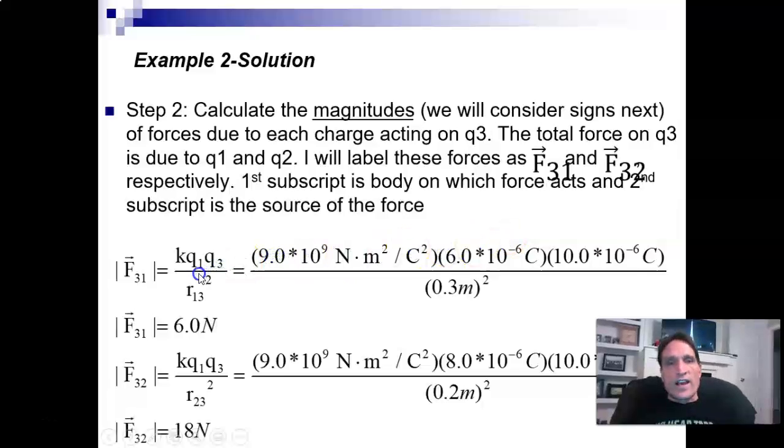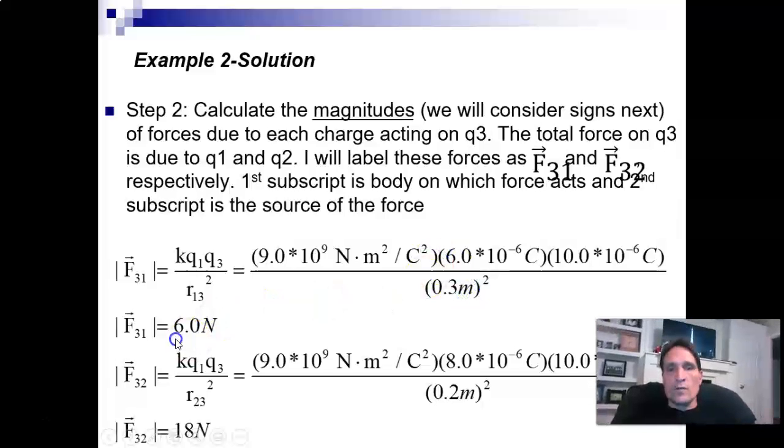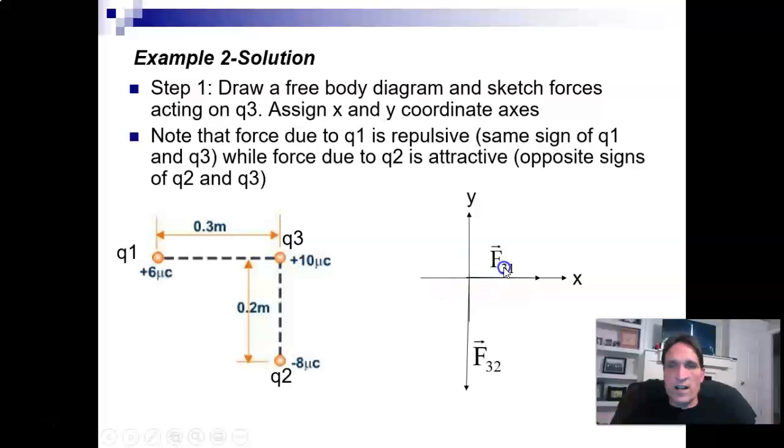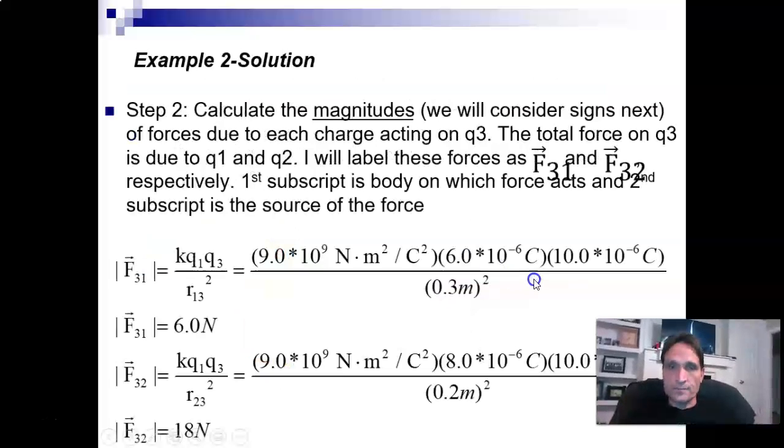And we're going to use K as our constant. It really doesn't matter if we use K or 1 over 4 pi epsilon naught. And they're separated by 0.3 meters, and so we're going to square that. And when we plug all these in, we get a magnitude of 6.0 newtons. Okay, so let's put that on our diagram. F31 is 6 newtons, and it's in the positive x direction.